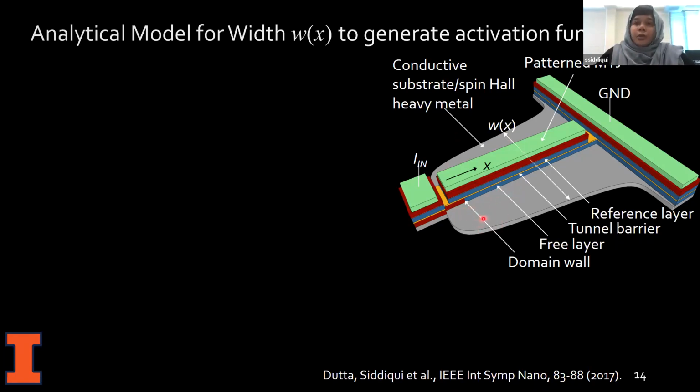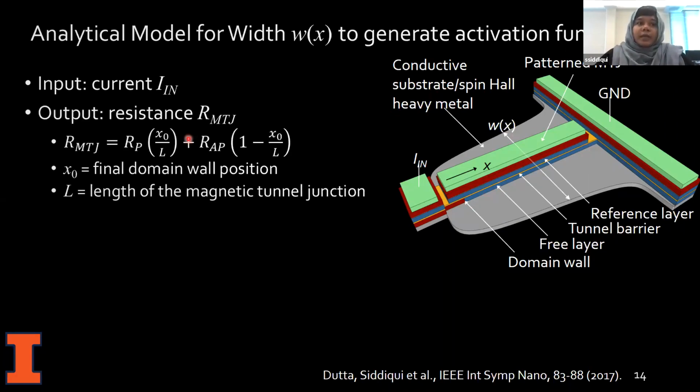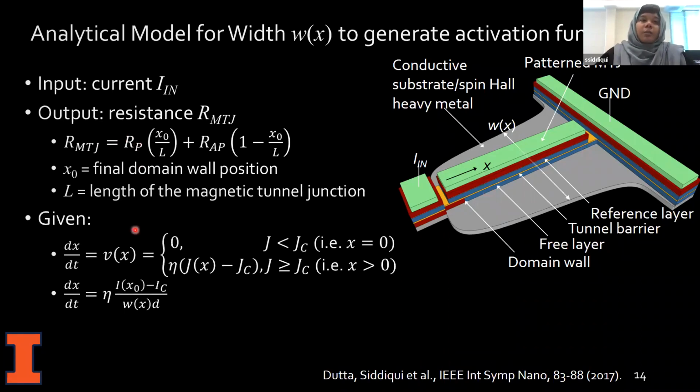And this spin orbit torque generator layer, we shape in a way that its width varies continuously along its length. So now if we assume an input current of I, the magnetic tunnel junction resistance will still depend on the position of the domain wall and will be represented by the combination of the parallel and anti-parallel resistance. One important difference is that in the previous slide I talked about the velocity of the domain wall depending linearly on the current. It actually depends linearly on the current density.